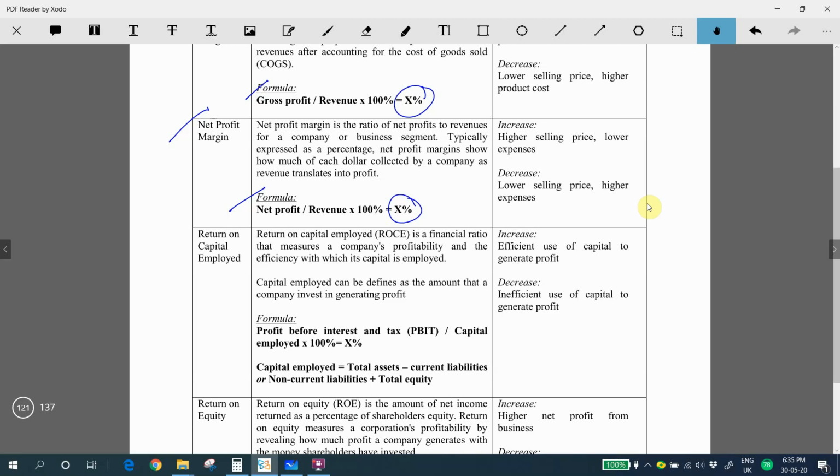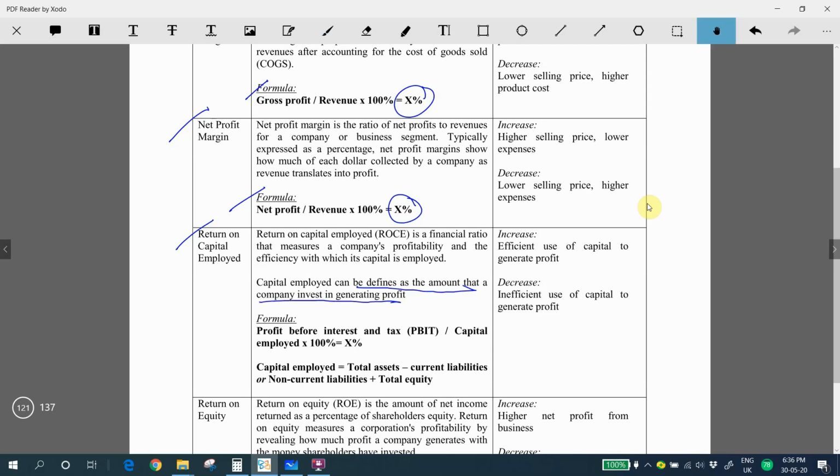Next, return on capital employed. What is return on capital employed? This measures how good the management is in utilizing the capital employed to generate profit. So what is capital employed? Capital employed can be defined as the amount that a company is investing to generate the profit.